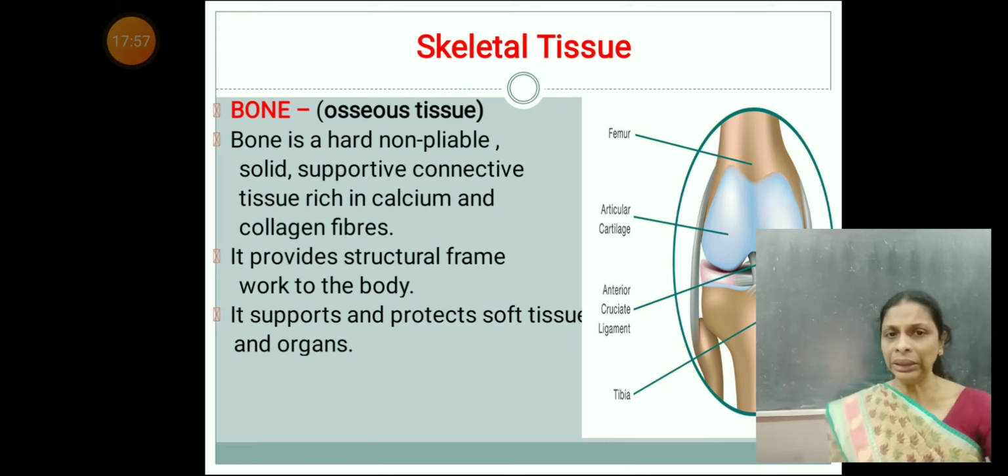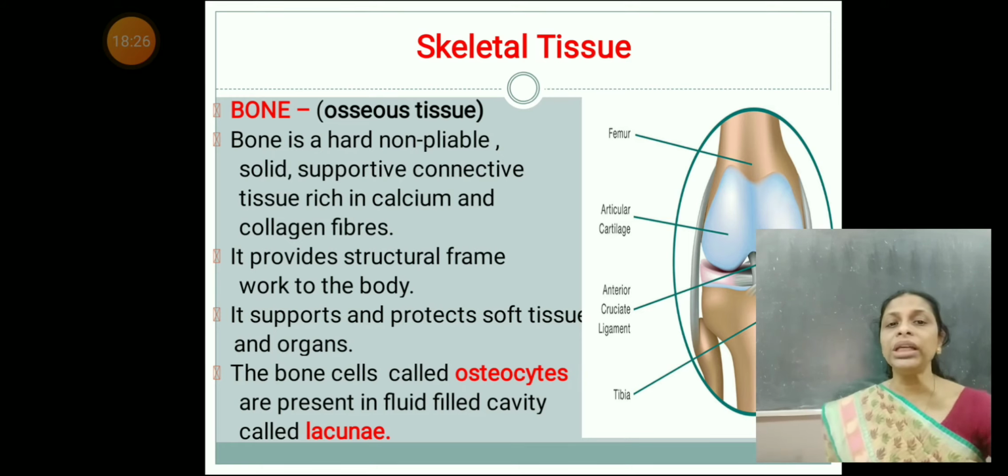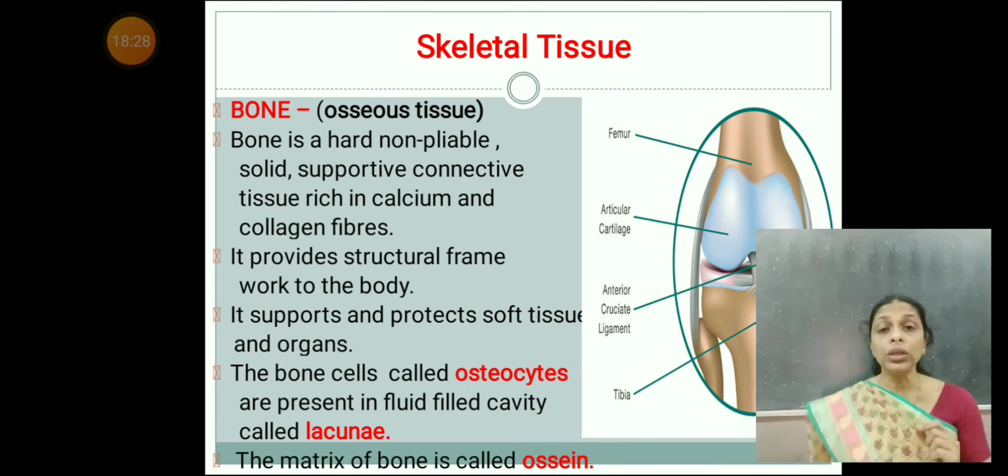Then the bone cells are called osteocytes. So osseous tissue, osteocytes. The bone cells are called osteocytes, and where are they found? They are found in fluid-filled cavities called lacunae. Hope it's clear. Now, one more point that you have to remember is the matrix of the bone, that is called ossein, O-S-S-E-I-N. The name of the matrix of the bone is ossein.